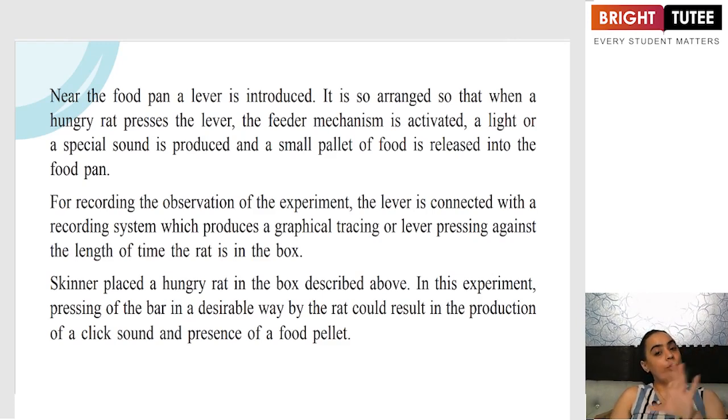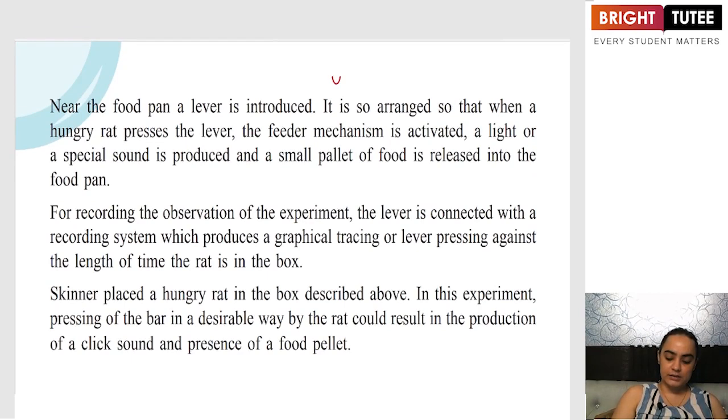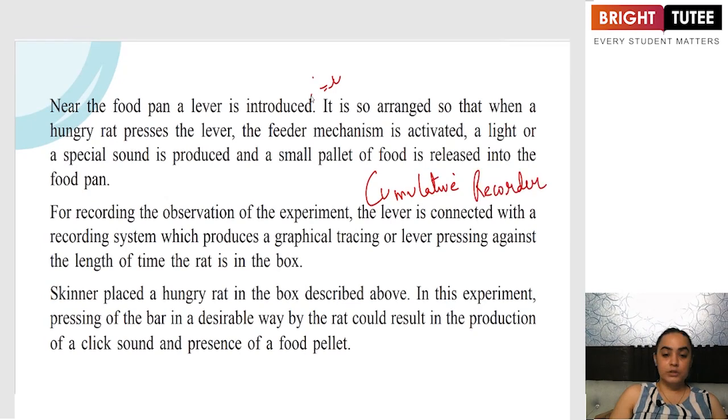Now in order to record the experiment, what device did he use for recording? I told you, we discussed that. Yes, so he used a cumulative recorder. He recorded the entire experiment with the help of a cumulative recorder. The lever in that Skinner box was connected with a recording system.